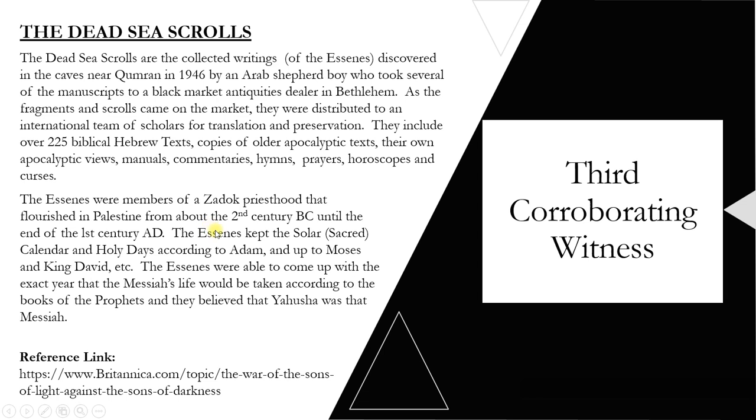The Essenes were members of a Zadok priesthood that flourished in Palestine from about the 2nd century BC into the end of the 1st century AD. The Essenes kept the solar calendar, or they call it the sacred calendar, and they kept the holy days according to the way it was done by Adam and up to Moses and even King David. The Essenes were able to come up with the exact year that the Messiah's life would be taken according to the books of the prophets, and they believed that Yahusha was that Messiah.